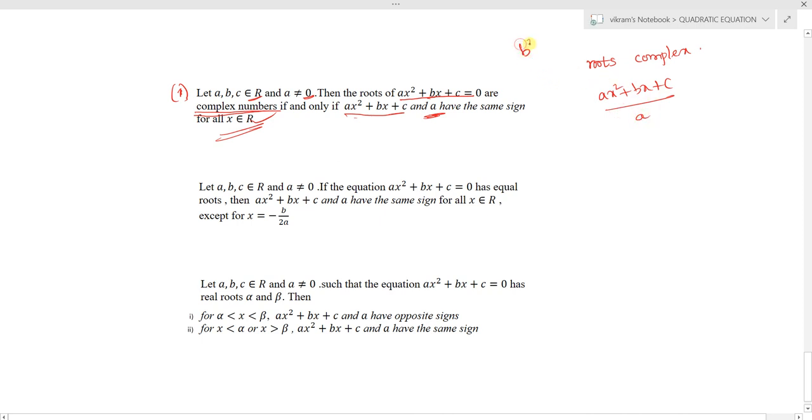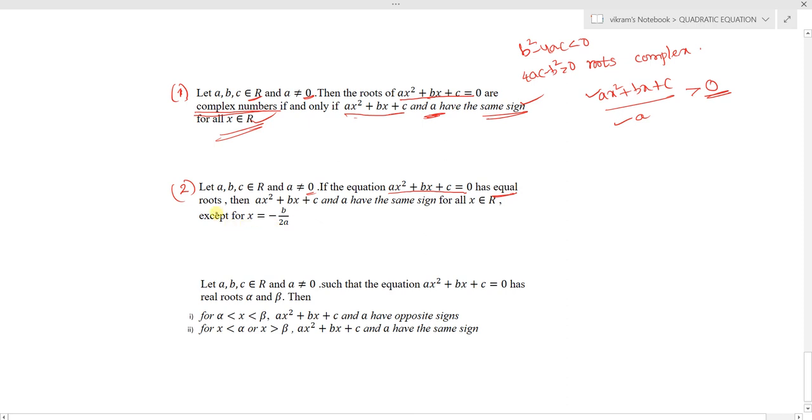Where the roots are complex means b square minus 4ac is less than 0. That means 4ac minus b square is greater than 0. Then we will get this total is greater than 0. The ratio is greater than 0 when the numerator and denominator have the same sign. This is the first case we discussed. And what is the next case we discussed? Let a, b, c belong to R and a not equal to 0, then the equation ax square plus bx plus c equals 0 has equal roots.